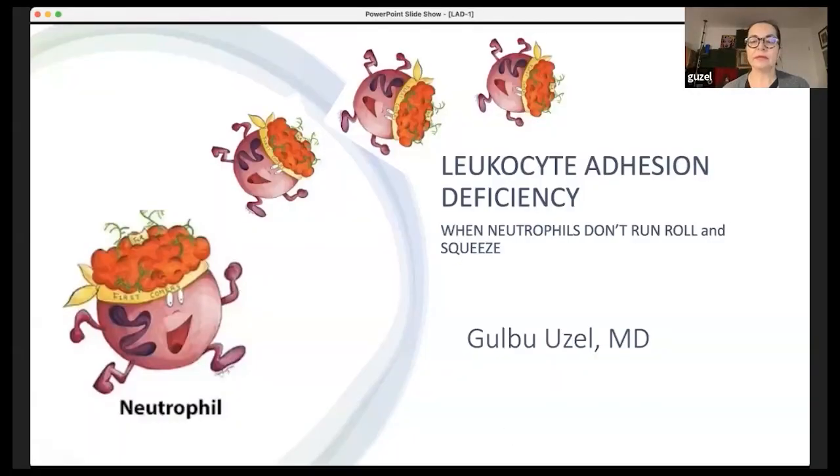I'm going to go ahead and start sharing my screen. All right. So I titled my talk "When Neutrophils Don't Run, Roll, and Squeeze." This is because this defect, leukocyte adhesion deficiency, is a defect of neutrophil mobilization.